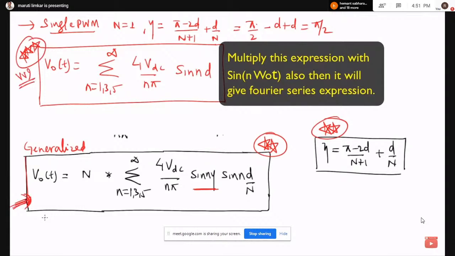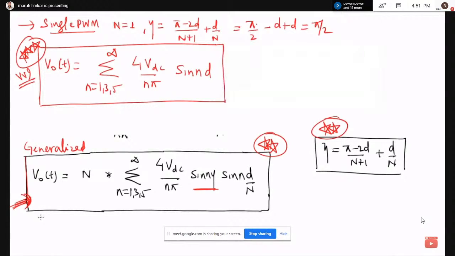But still, I don't want to leave any topic from inverter, because I already told you that in GATE 2018 they have not asked the questions from inverter. So definitely they are going to ask the questions from inverter in GATE 2019. That's why I'm not skipping any point. Got it? Now you need to find the Fourier series expression of this.